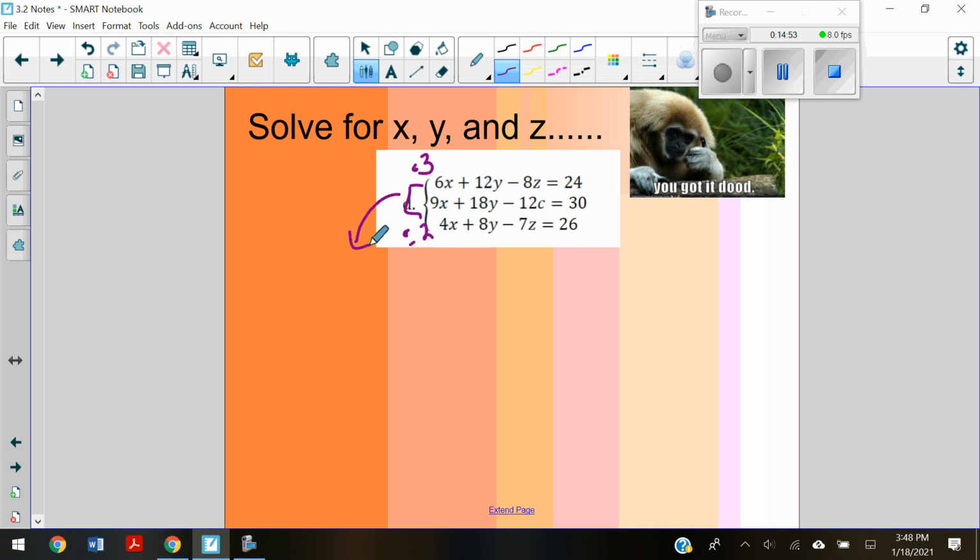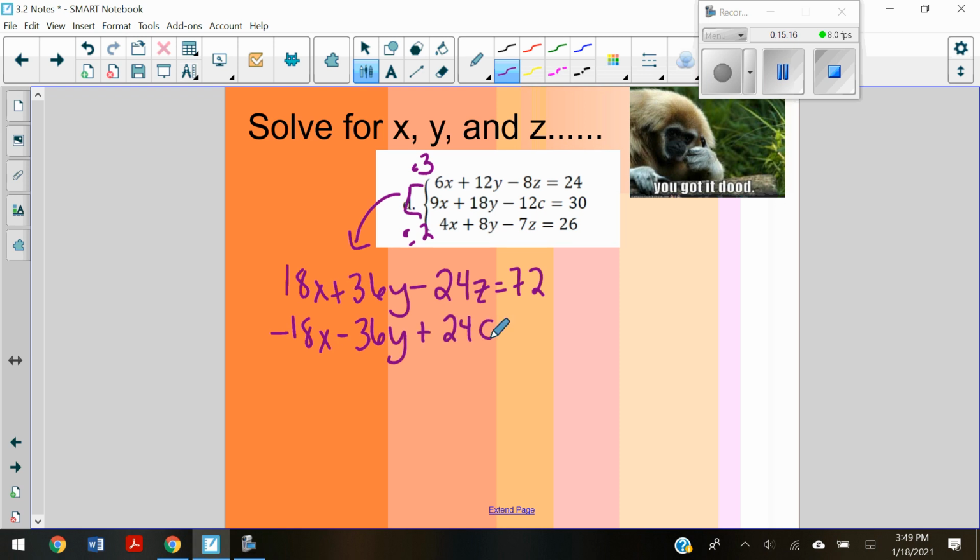So I get 18x plus 36y minus 24z equals, 24 times 3, 72. Okay, middle one times negative 2. Negative 18x minus 36y, oh my, plus a 24z, oh, that should say z, not a c, equals 60.